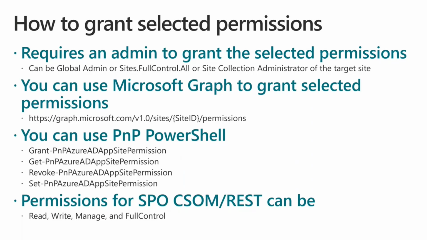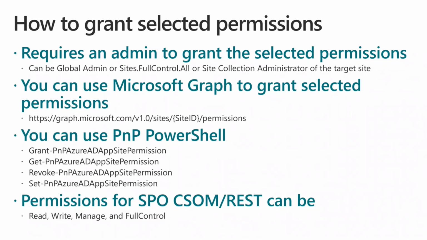When we do that, we grant the permission using a Graph endpoint, which is available under the sites endpoint, followed by the site ID/permissions. Through that endpoint, we can grant, revoke, or update permission grants to specific applications which have the Sites.Selected permission configured in Azure Active Directory. We can also grant those permissions using the PnP PowerShell cmdlets that you see right here: grant, get, revoke, or set PnP Azure AD app site permission.